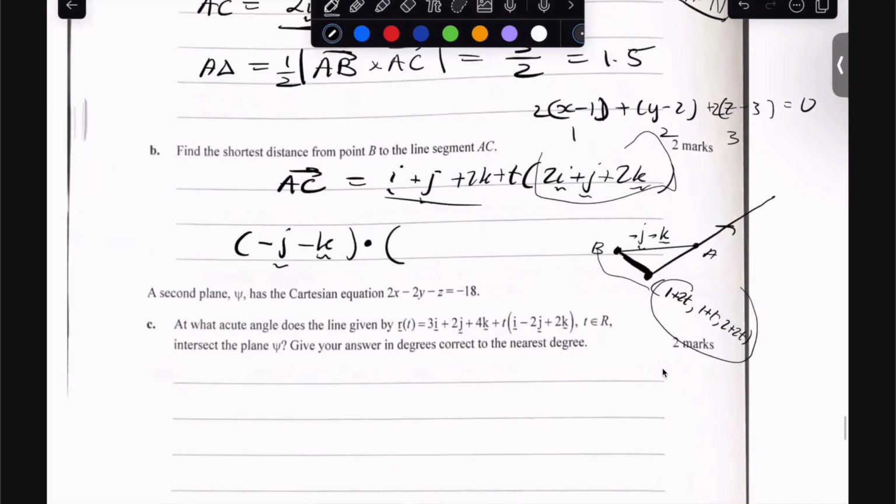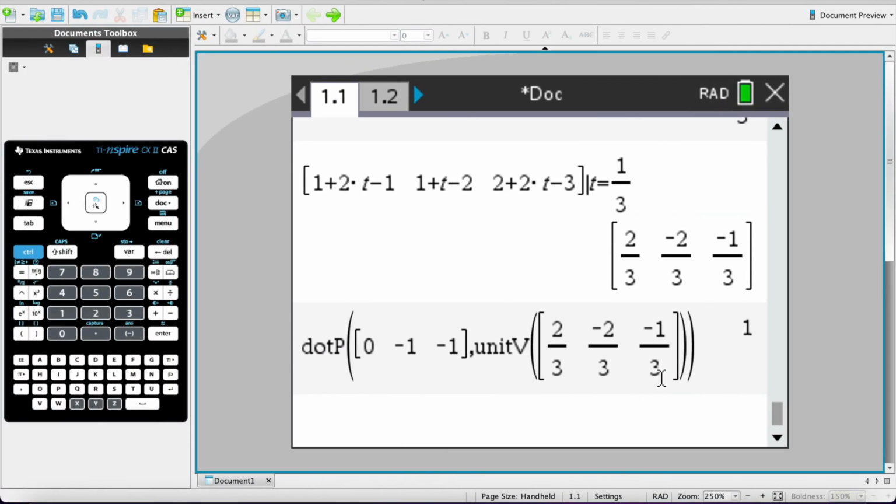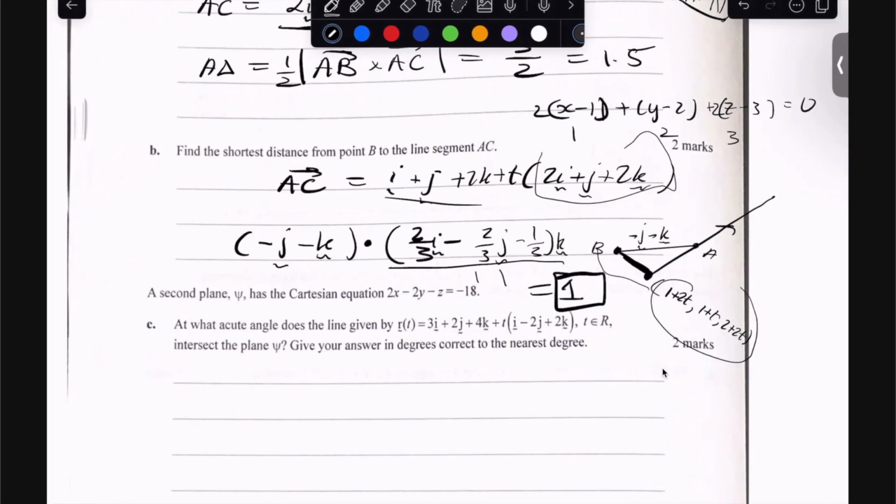So yeah, as my working out, I'm going to say 2 over 3 minus 2/3 j minus 1/3 k all over the magnitude of that, which you can write that out. That's whatever, and it's equal to 1. Yeah, you can write this out. I just can't be bothered.